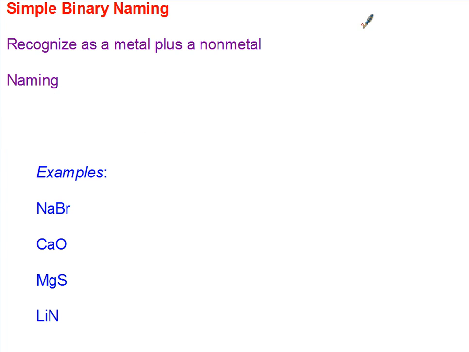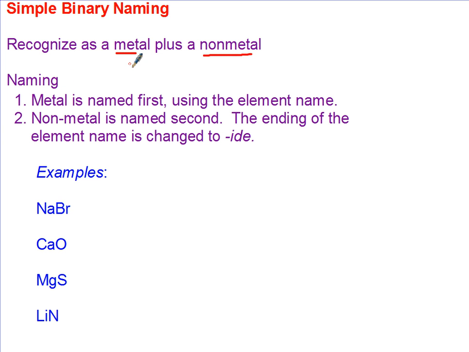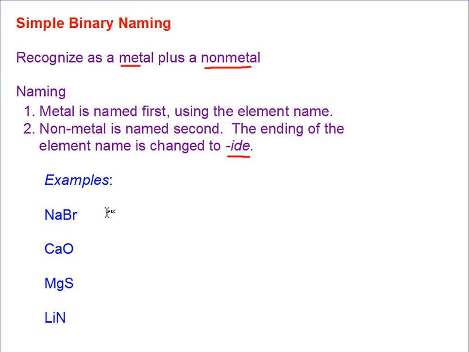The way to recognize a simple binary ionic compound is it's a metal and a nonmetal, and the metal is always first. The way I would name this is simply the name of the metal, the element name, and then I use the nonmetal and I change the ending to -ide, just like we practiced when we were working on the names of ions. So for example, the first one, NaBr.